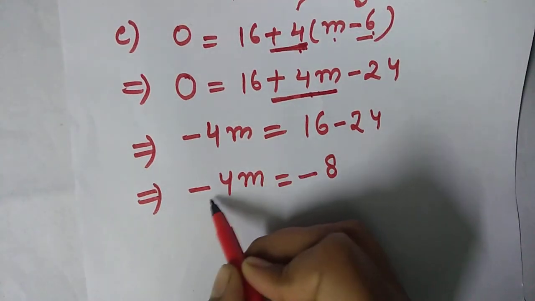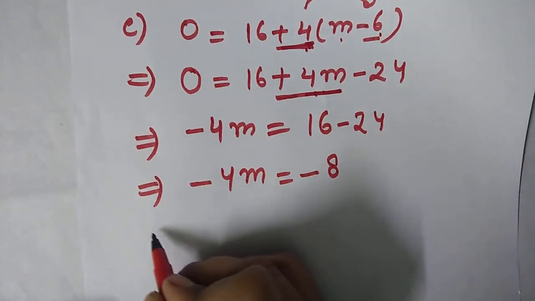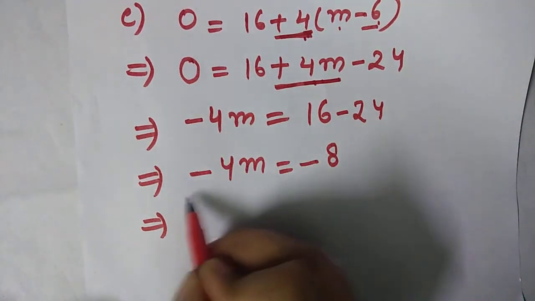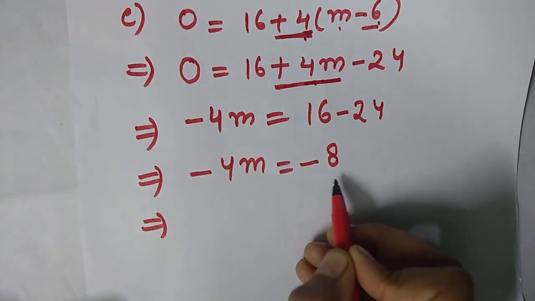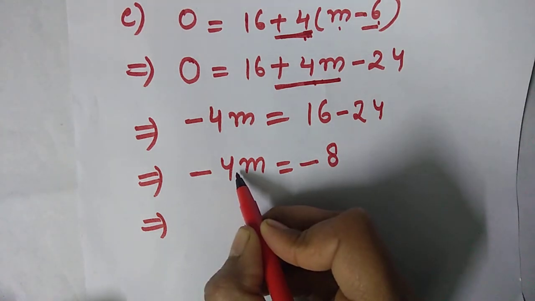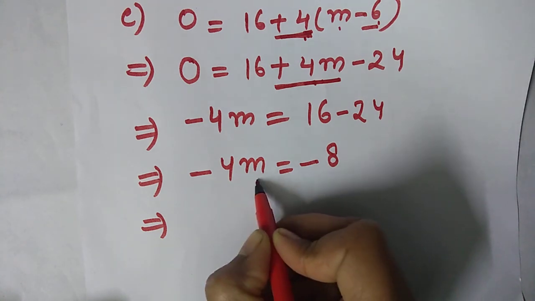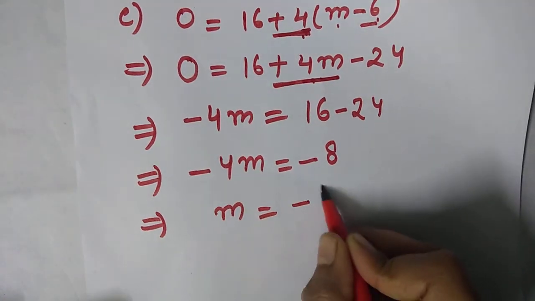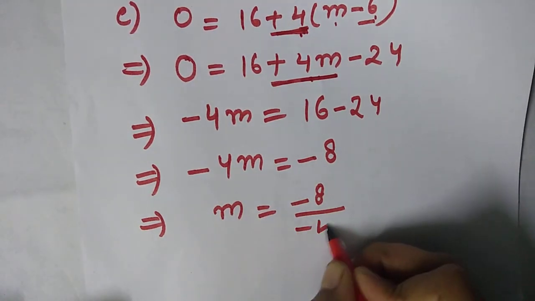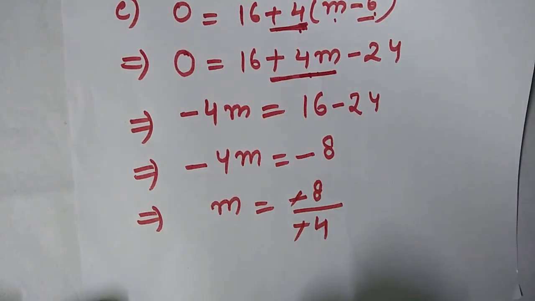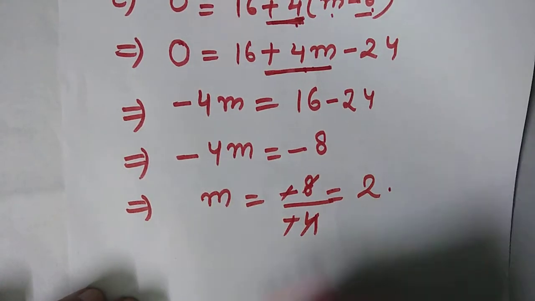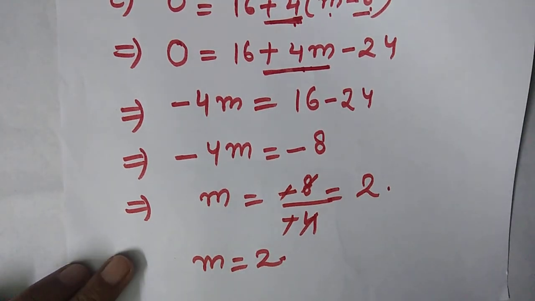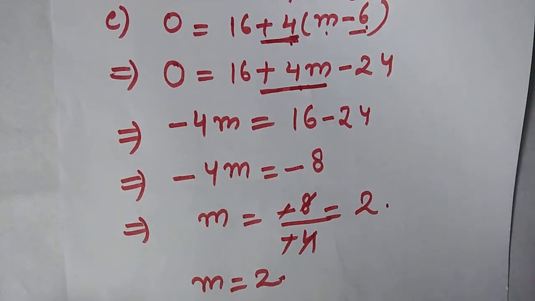Now this minus 4 is in multiplication with m, and I need to find the value of m. So it means I need to shift this minus 4 to the other side. Since minus 4 is in multiplication with m, if it changes its side, it will divide. So it will remain the same, minus 8, divided by minus 4. Now these minus signs get cancelled, and I am getting the answer m as 2. This way you need to solve the equations, and be careful with the sign.